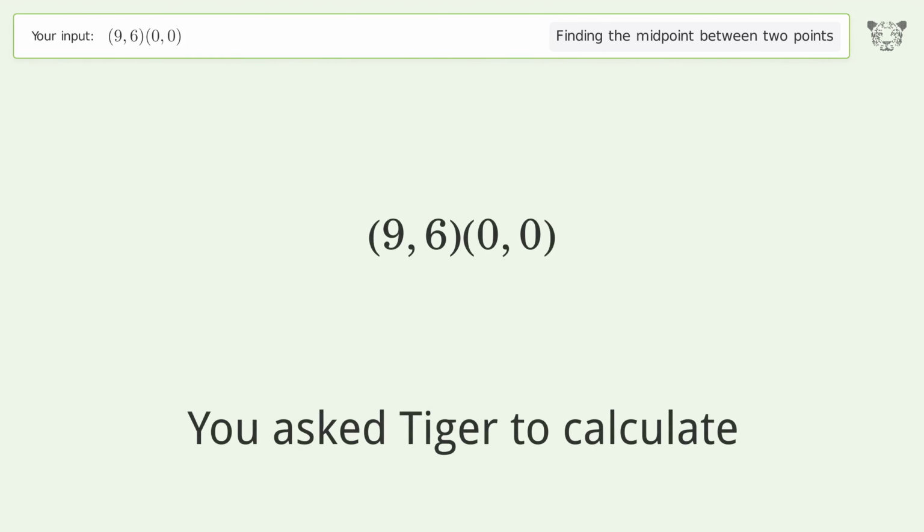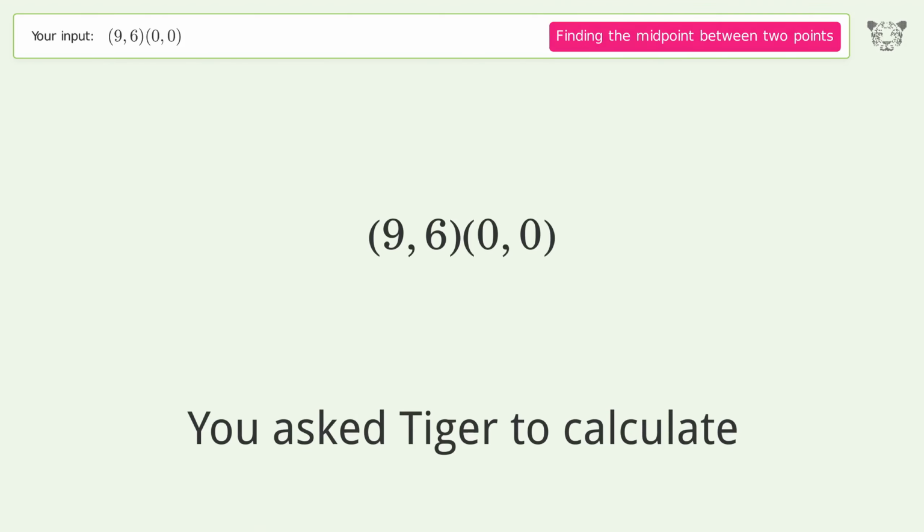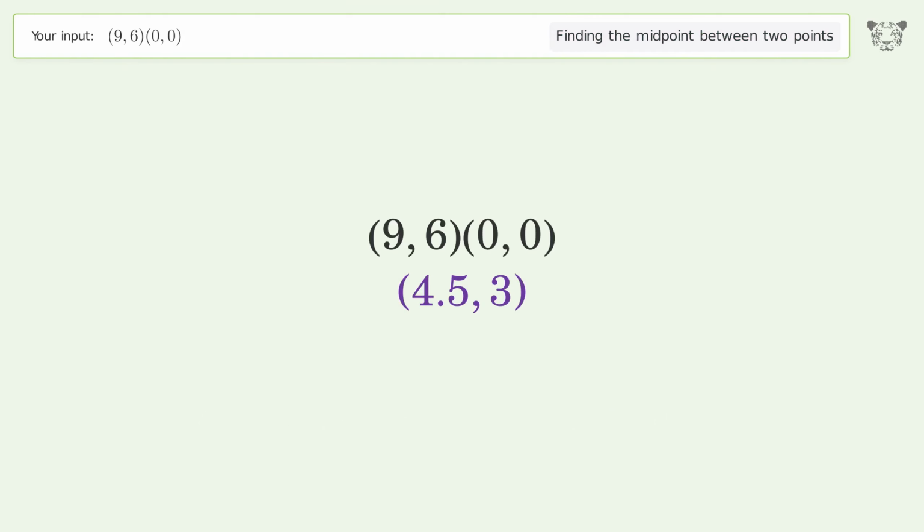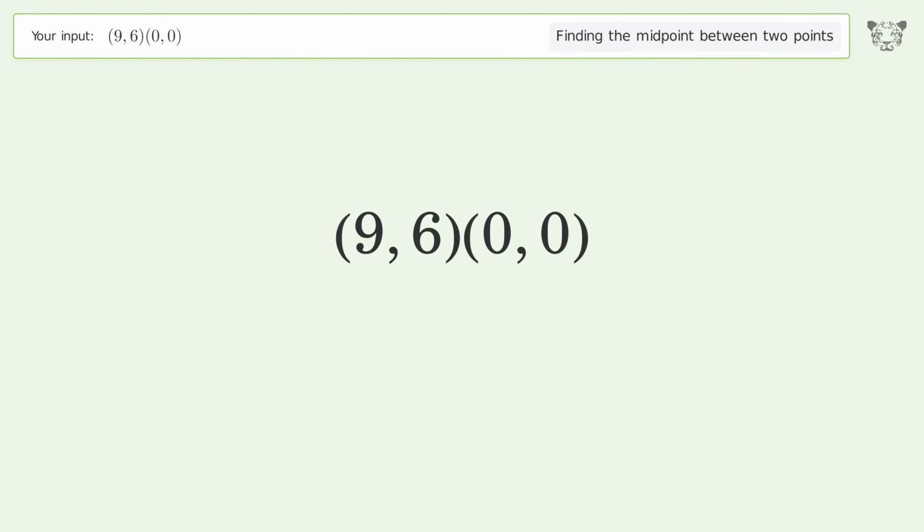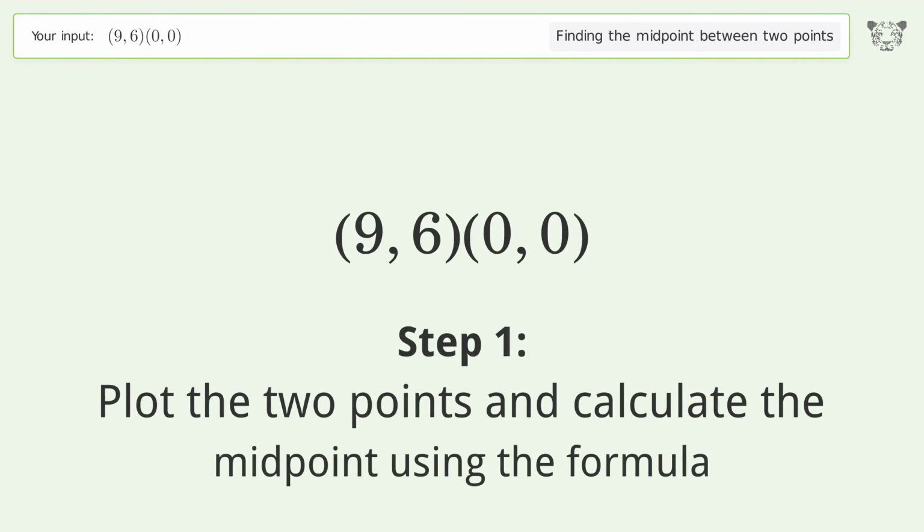You ask Tiger to calculate. This deals with finding the midpoint between 2 points. The midpoint between the 2 points is 4.5, 3. Let's solve it step by step. Plot the 2 points and calculate the midpoint using the formula.